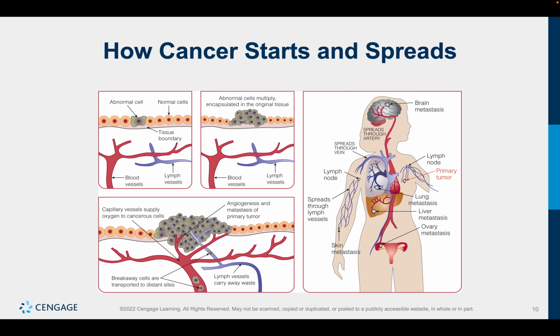But then when they multiply and grow exponentially, they start to touch the blood vessels and lymph vessels. And once they get to the blood vessels and lymph vessels is when they start to spread to other parts of your body, and then they start to grow in other areas of your body.